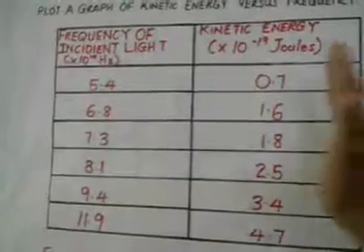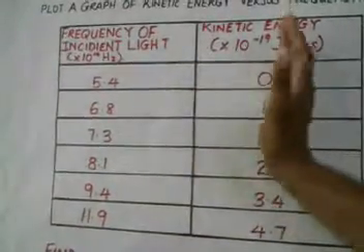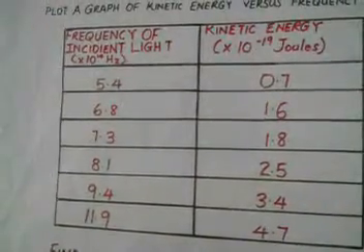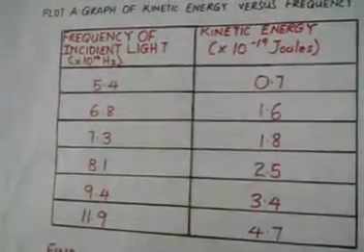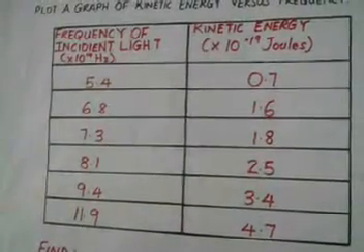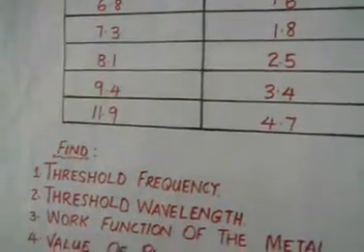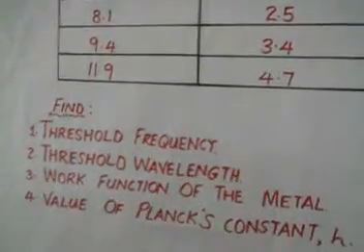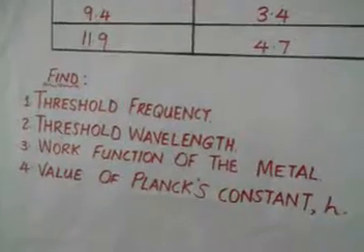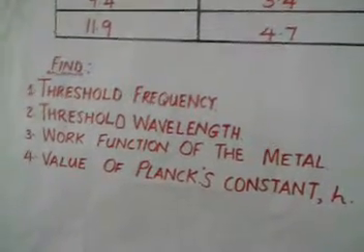We are going to plot a graph of kinetic energy against frequency, and we will use that particular graph to find the threshold frequency. Second, we will find the wavelength. Third, we will find the work function of the metal. And the fourth one, we will find the value of Planck's constant.